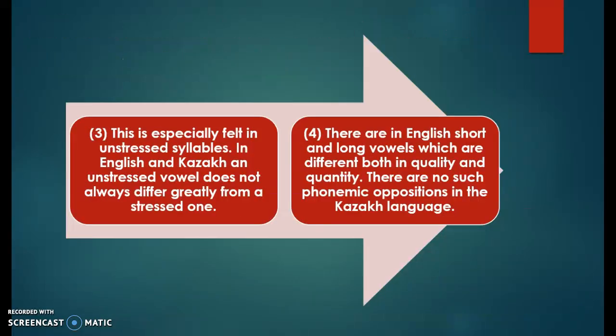The third, this is especially felt in unstressed syllables. In English and Kazakh, an unstressed vowel does not always differ greatly from a stressed one. The fourth, there are in English short and long vowels which are different both in quality and in quantity. There are no such phonemic oppositions in the Kazakh language.